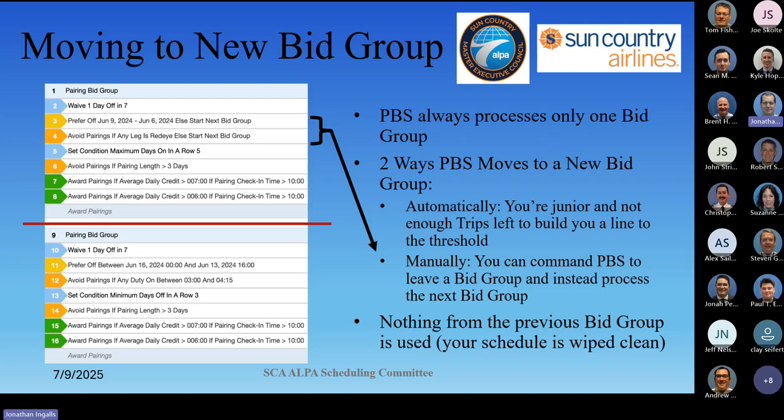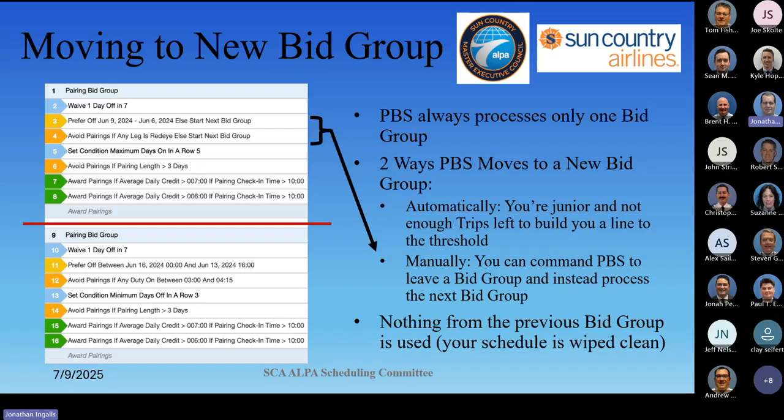So let's talk for a second about how we can move between bid groups and why we would want to. Well, there are 2 ways to move between bid groups. One is automatically, and that's if you're junior and there are just not enough trips left over to award you flying. The bid group that it's moving you to is, spoiler, reserve. Or manually, because your bid strategy, in your opinion, has failed and you need to be moved into the next group. We move between bid groups using a couple of commands. The important thing to remember is everything that it had previously awarded you is wiped.